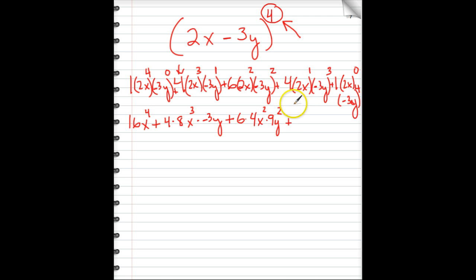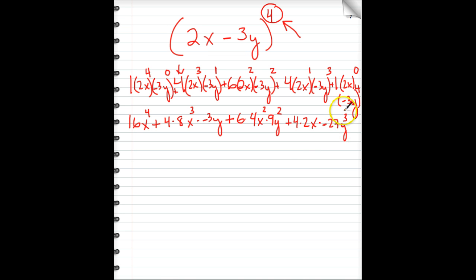Okay? Keeping on trucking, here we have our 4. 2x to the 1st is still 2x. And negative 3y to the third, well, negative 3 to the third is negative 3 times negative 3 times negative 3. That's negative 27y to the third. And then finally, for the last term here, we have 1 times 2x to the 0, that's 1. And then we have negative 3y to the fourth.